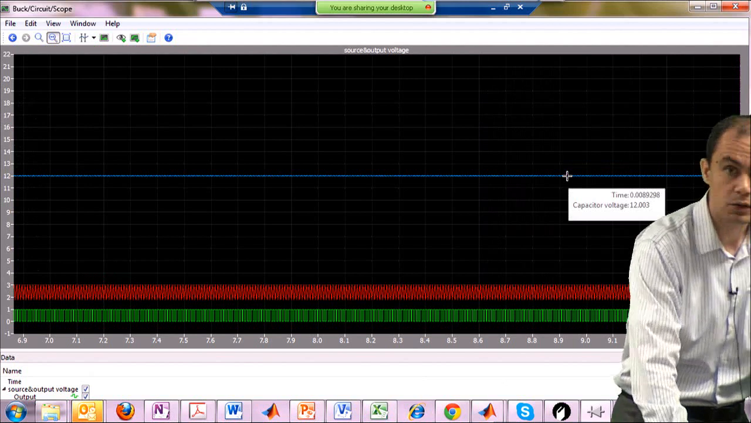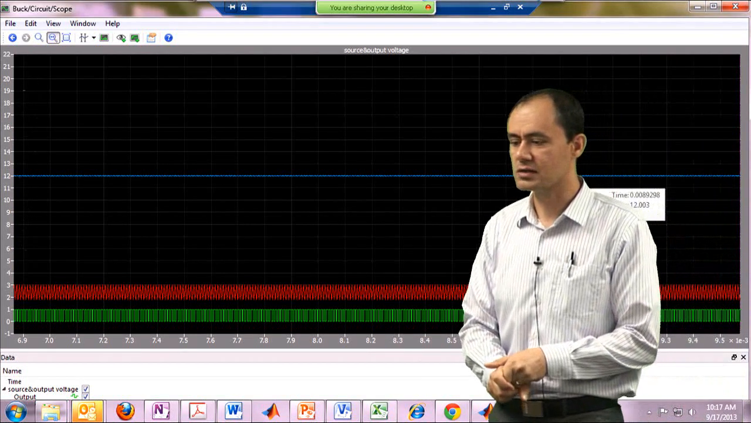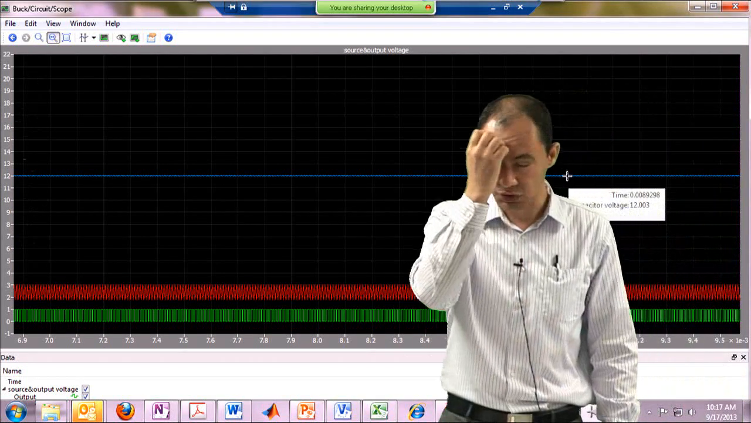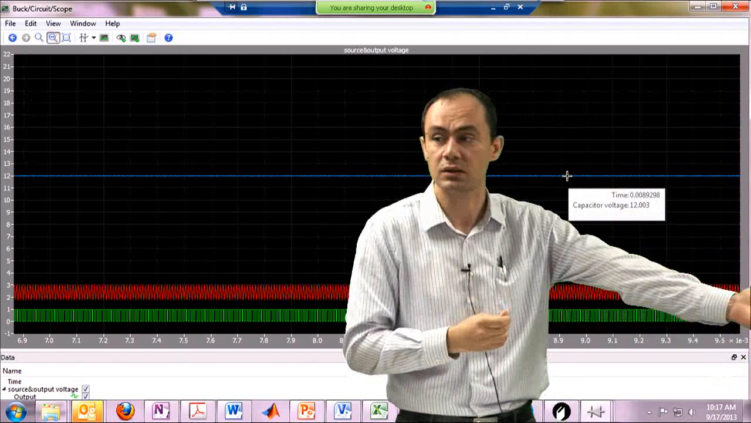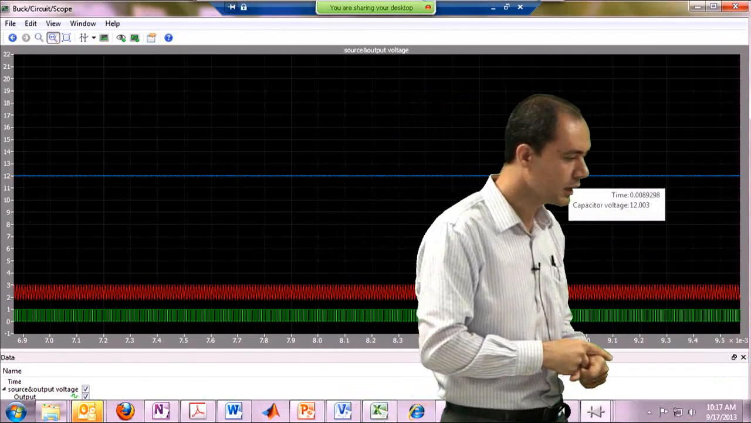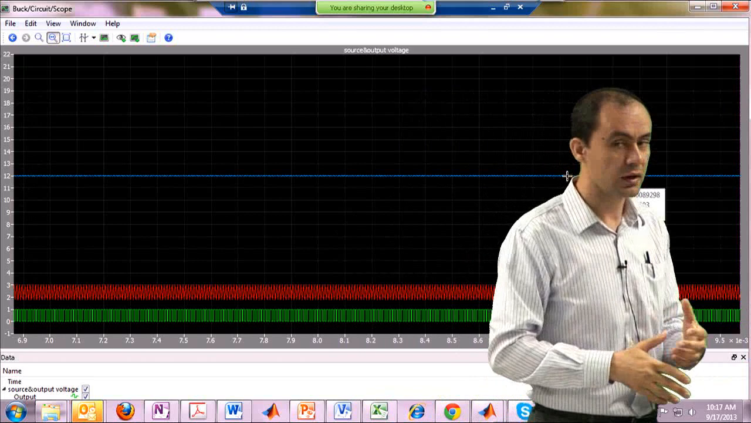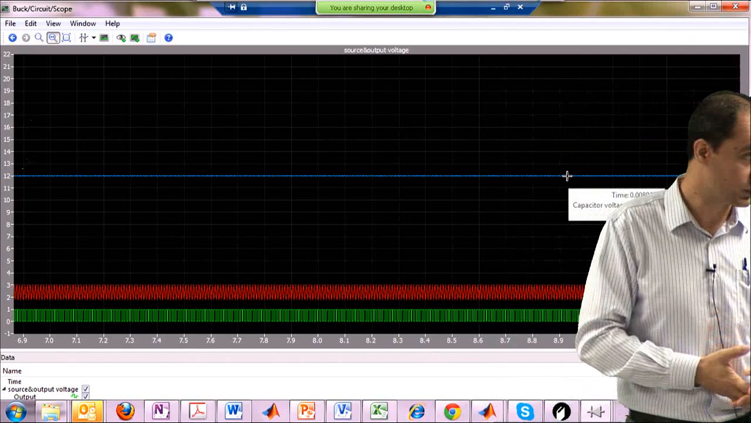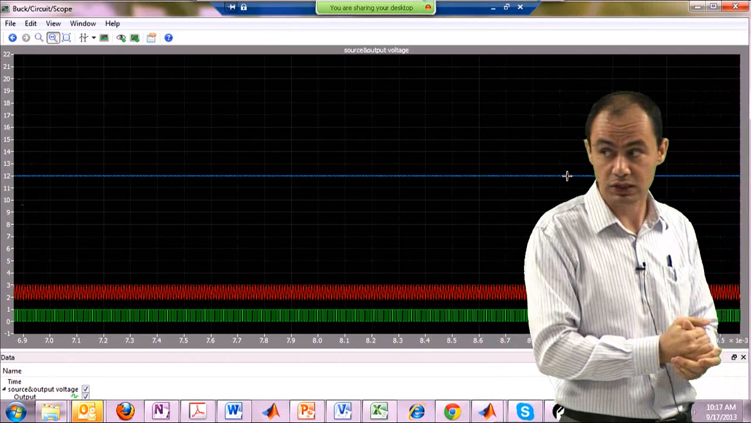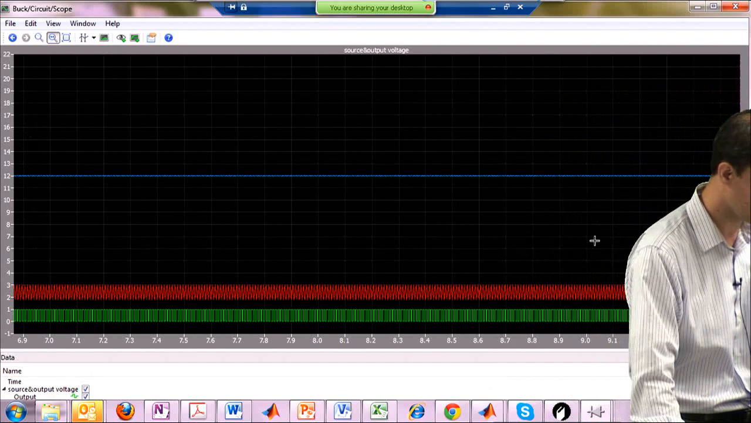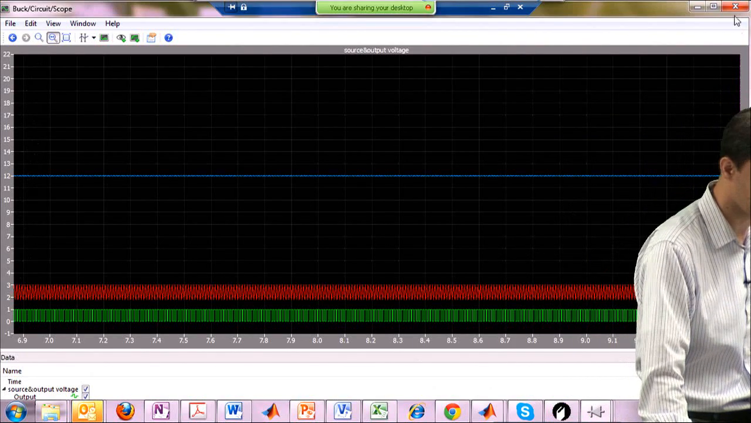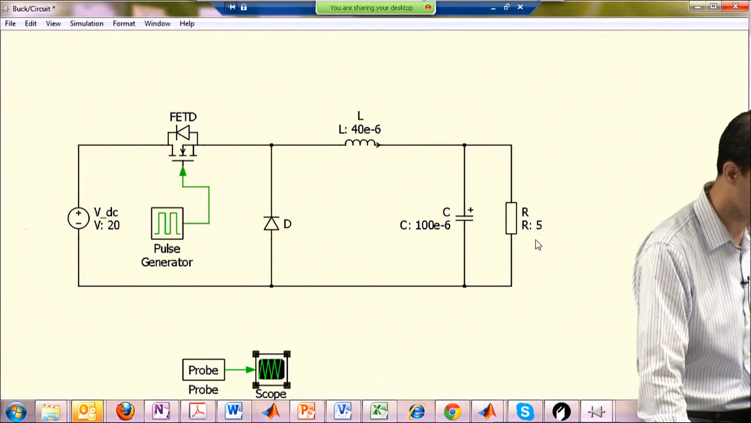All right? So when we are analyzing the converter, I'm going to assume that the output voltage is almost DC. And you can see it's almost DC over here. And then later on, we have to find an equation based on which we can design the capacitor to give us a relatively constant output voltage.